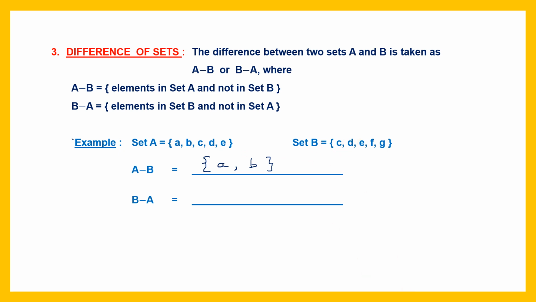So C we are not writing. Then what about D? D is also there in set A. E is also there in set A. We only have F and G. So let's write that, F and G. So B minus A is all the elements in B which are not there in A. So this is the difference of sets.